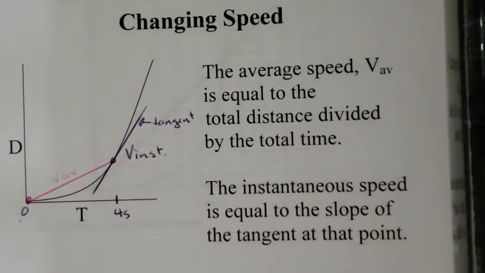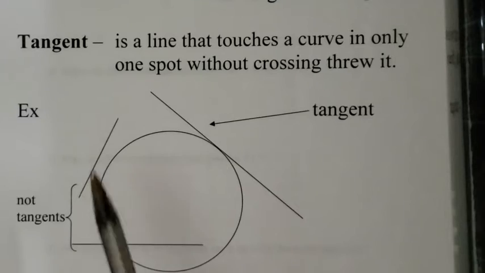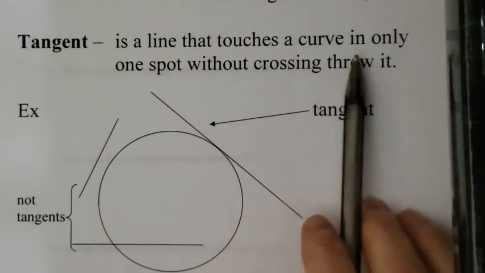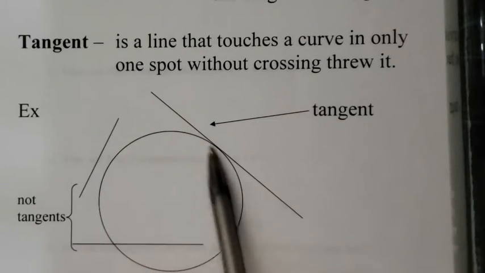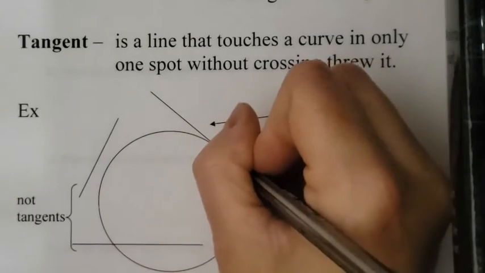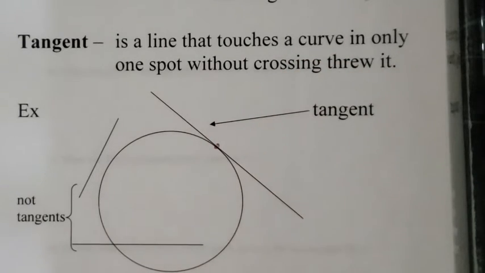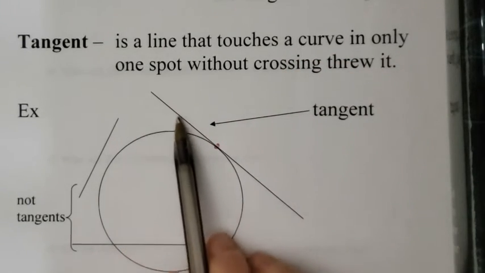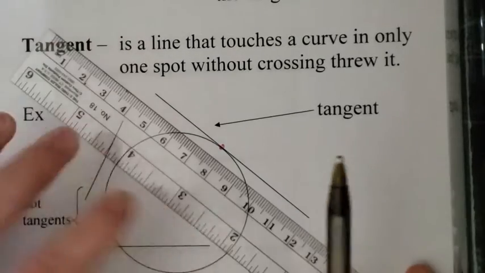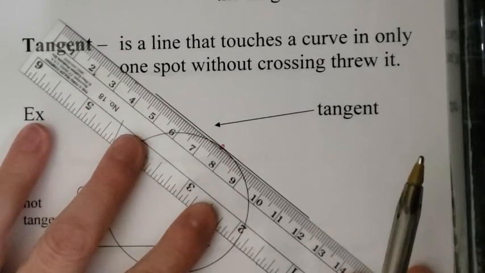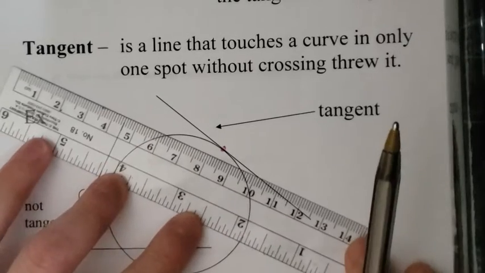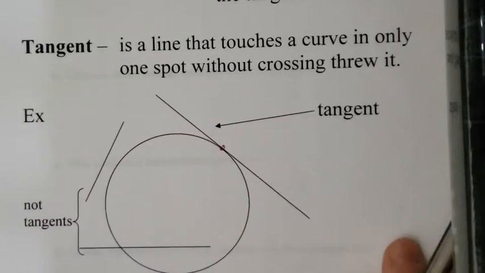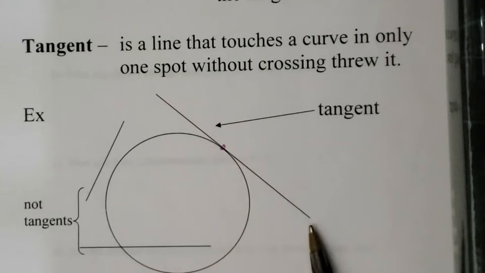And I want to explain what a tangent is. So a tangent is a line that touches the curve only in one spot without crossing through it. So here's an example of the tangent. So my little spot was right here. I put my ruler down, and my line just lines right up. So you just put your ruler down, and we just want to touch at that spot only. We don't want to cross through two spots, one spot. We don't want to miss it. So this line here is an example of a tangent.